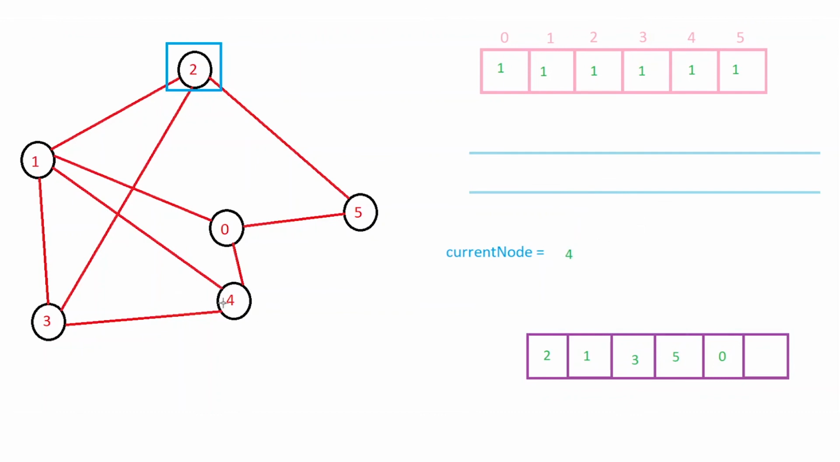Okay. What are the neighboring elements of 4? 3, 1, and 0. There are 3 neighboring elements of 4. And let's check if they have been visited. 3 has been visited. 1 has been visited. And 0 has also been visited. Therefore, none of these elements will be pushed in the queue. And we will store this value here.